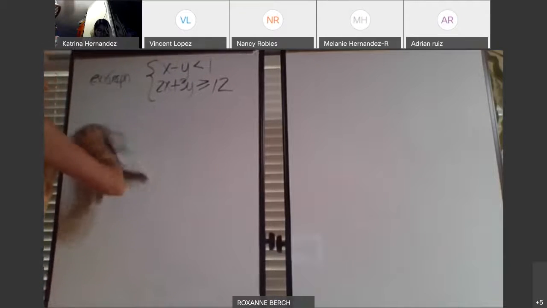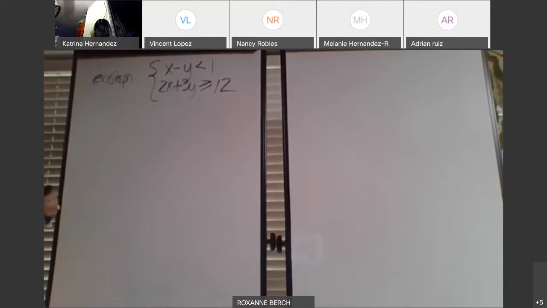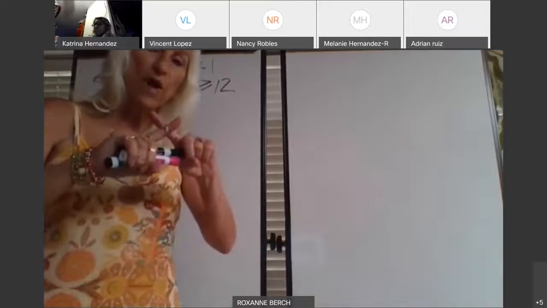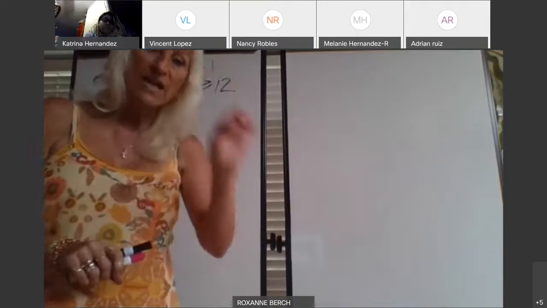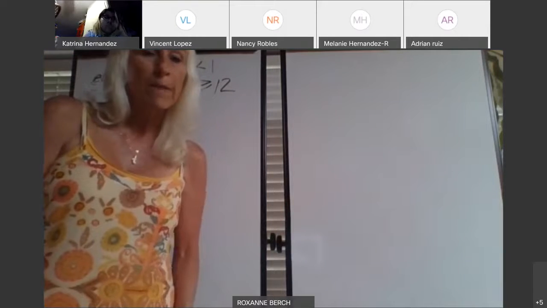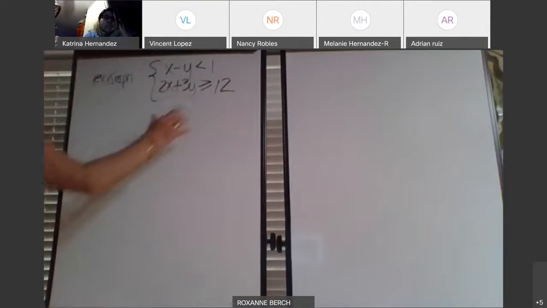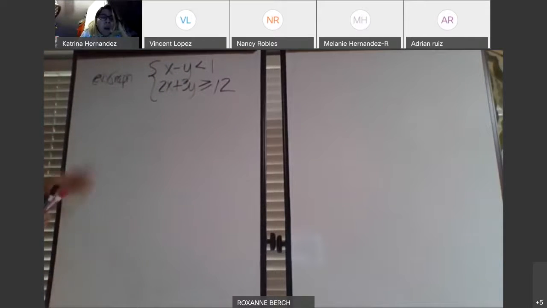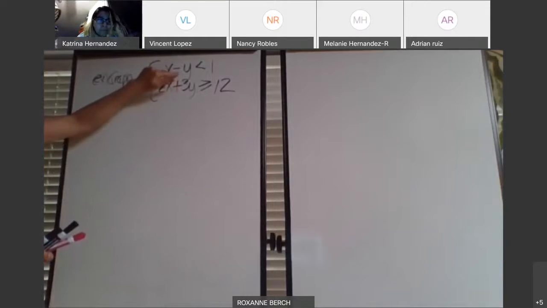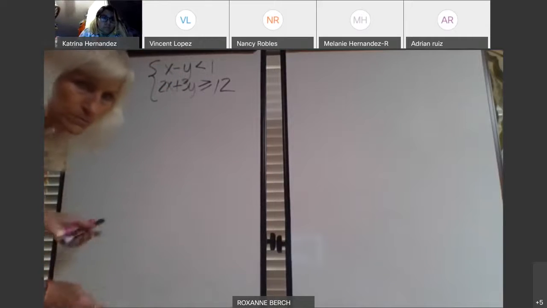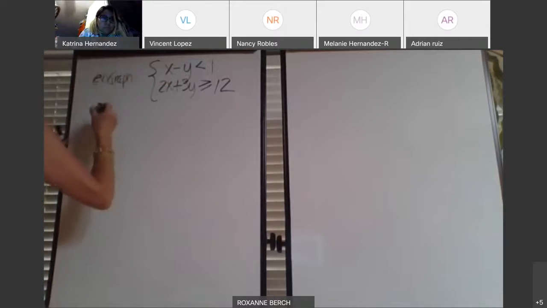Now, let's think about this for a second. With two linear equations, what could happen? The lines could cross, you could have parallel lines, or you could have the same line, right? But there's also shading involved here. So let's see what happens. This one, I'm going to use slope-intercept form because it's easy to solve for y. On this one, I'm not going to use slope-intercept form. All right, so let's do this one first.